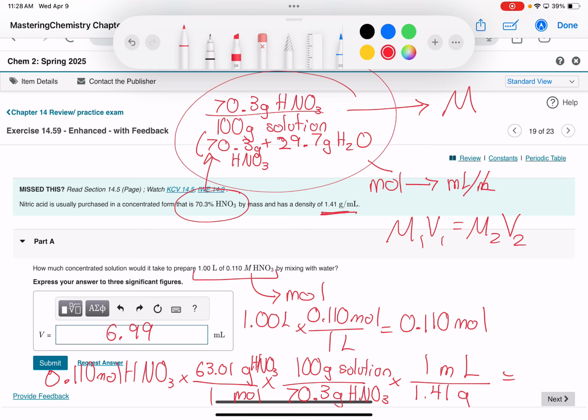So what that means is that if I use 6.99 mils of the concentrated solution, fill it up so that there's a total of 1,000 mils, 1 liter, it will result in a solution that's 0.11 molar HNO3.